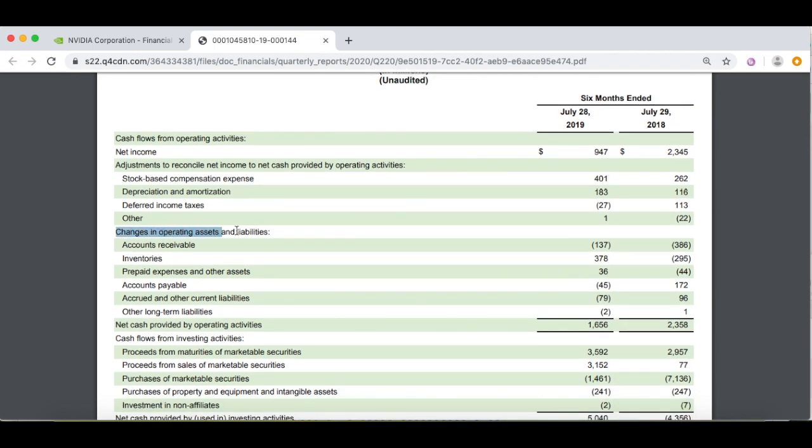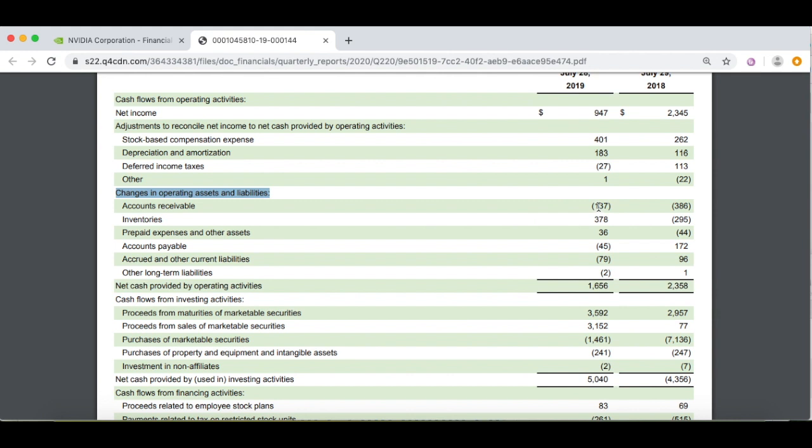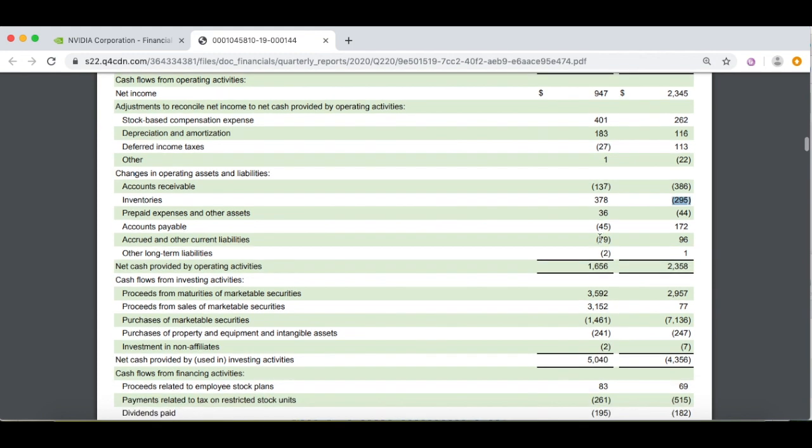Changes in assets and liabilities. We have accounts receivables. We have inventories here. We see a change in this, so it's kind of the inventory grew. This is where inventory contracted a little bit. And we get down to another net cash provided by operating activities.